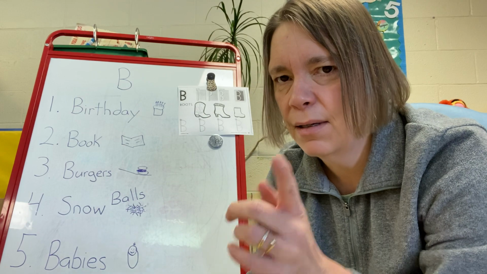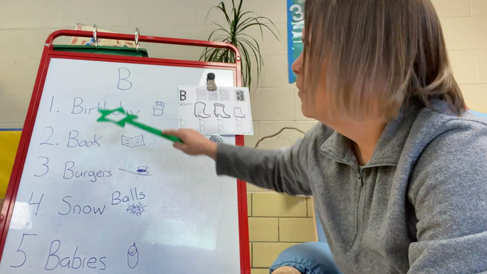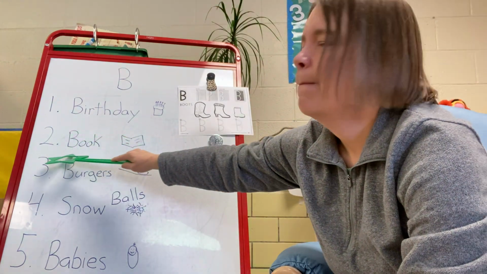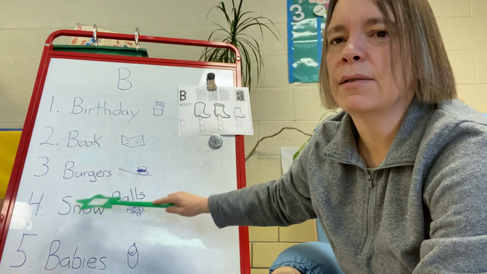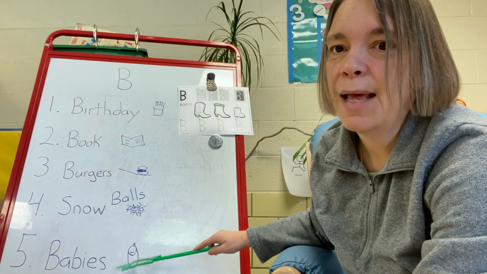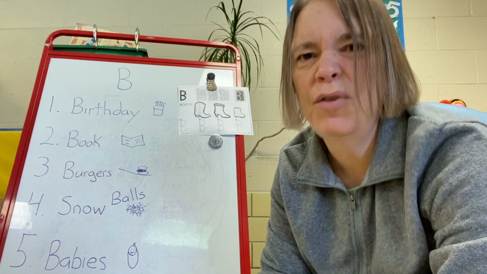So we're almost done with the list. Are you ready? Can you help me read it this time? Here's our B list. We have birthday, book, burgers, snowballs, and the last thing she wished for was babies. Do you think we can make a baby?